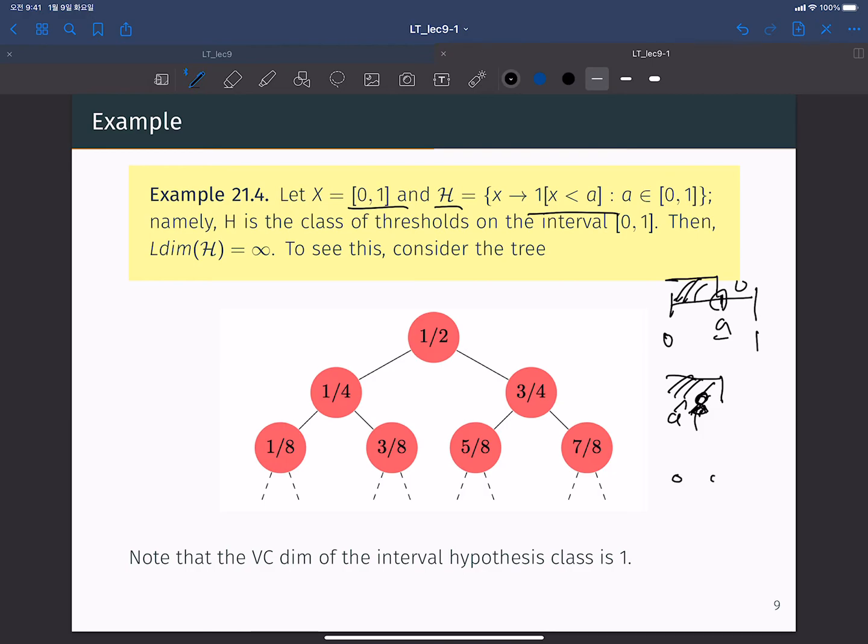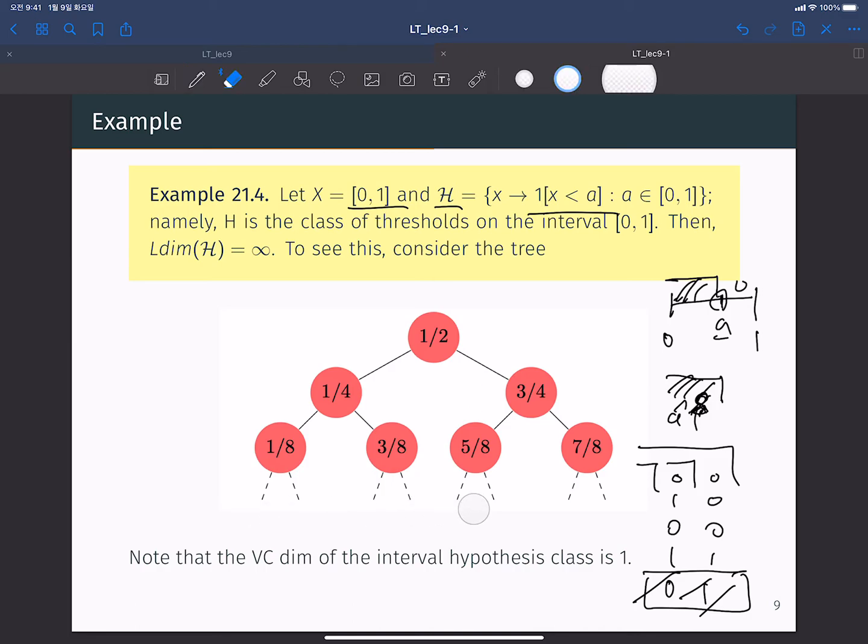But for any two instances, we can make 1 0, we can make 0 0, and we can make 1 1, but we cannot make 0 1. This is not possible. So this has VC dimension 1. But for the L dimension, we can make such a tree.